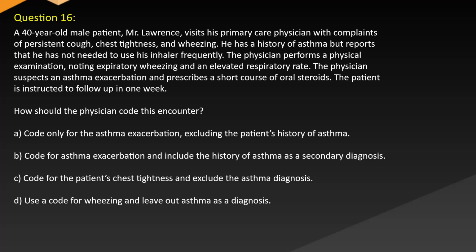How should the physician code this encounter? A. Code only for the asthma exacerbation, excluding the patient's history of asthma. B. Code for asthma exacerbation and include the history of asthma as a secondary diagnosis. C. Code for the patient's chest tightness and exclude the asthma diagnosis. D. Use code for wheezing and leave out asthma as a diagnosis.